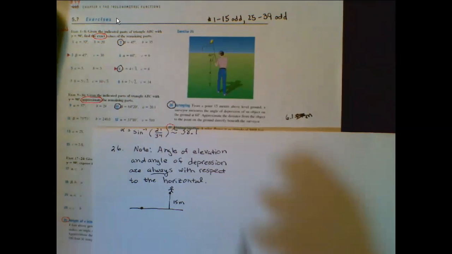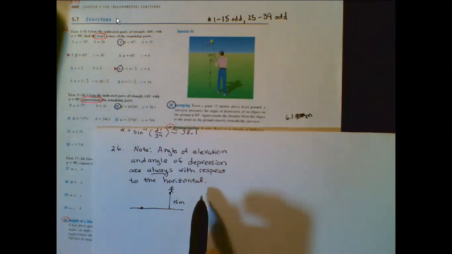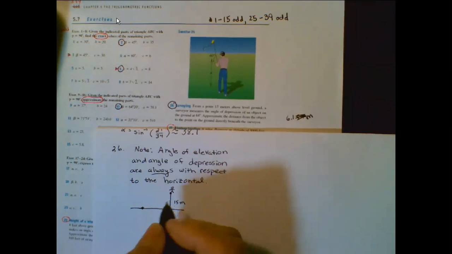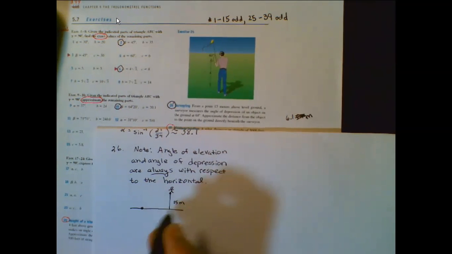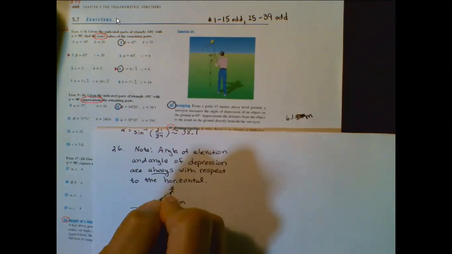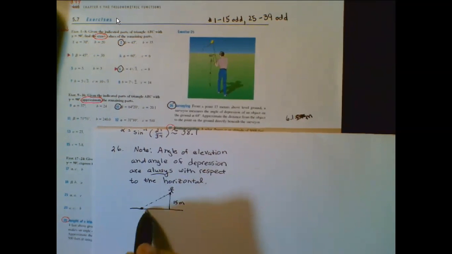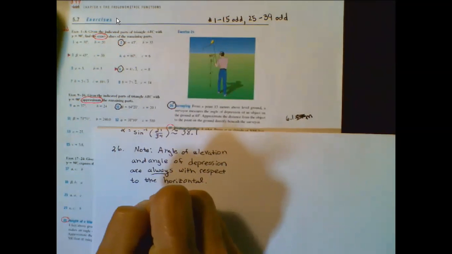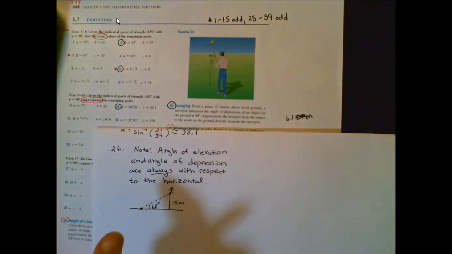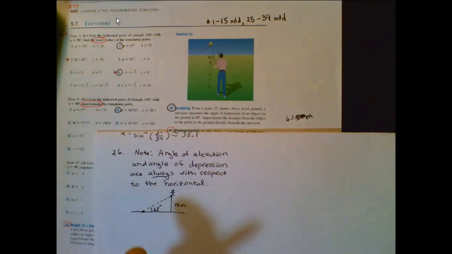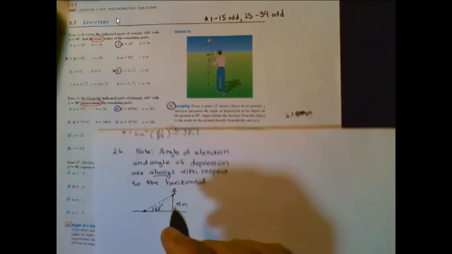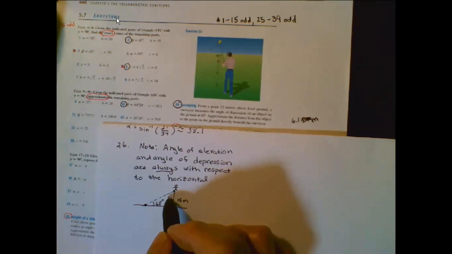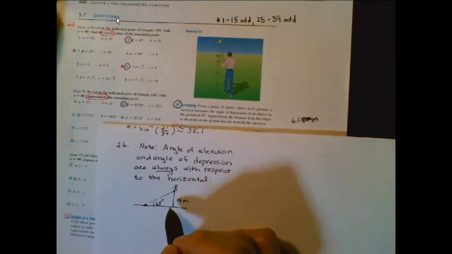And then I know, because of this note, angle of depression is always with respect to the horizontal. If I draw this line from the surveyor to the object on the ground, this has to be my 68 degrees, because angle of depression is always, always, always with respect to the horizontal. Some folks put the 68 degrees up here because that's where the surveyor is. That won't give you the right answer.